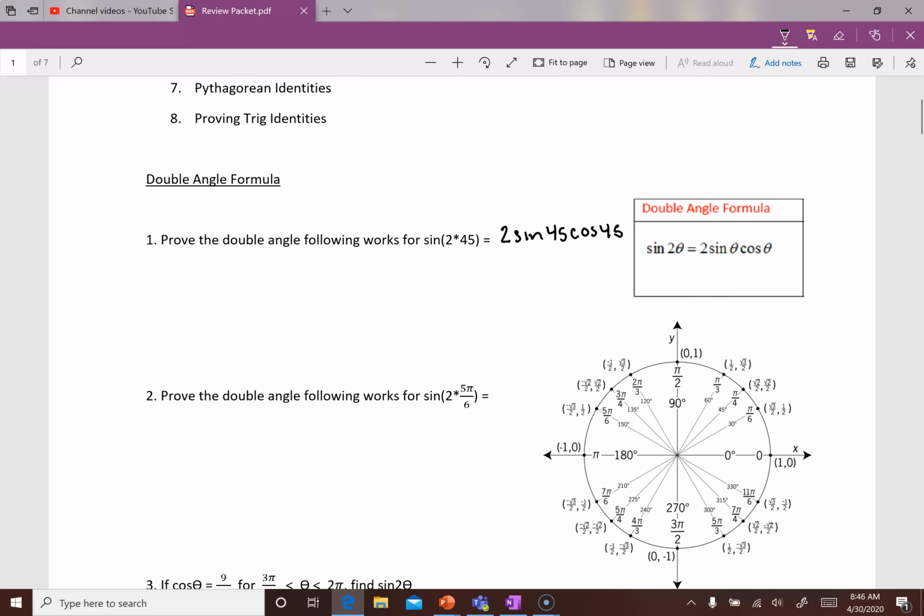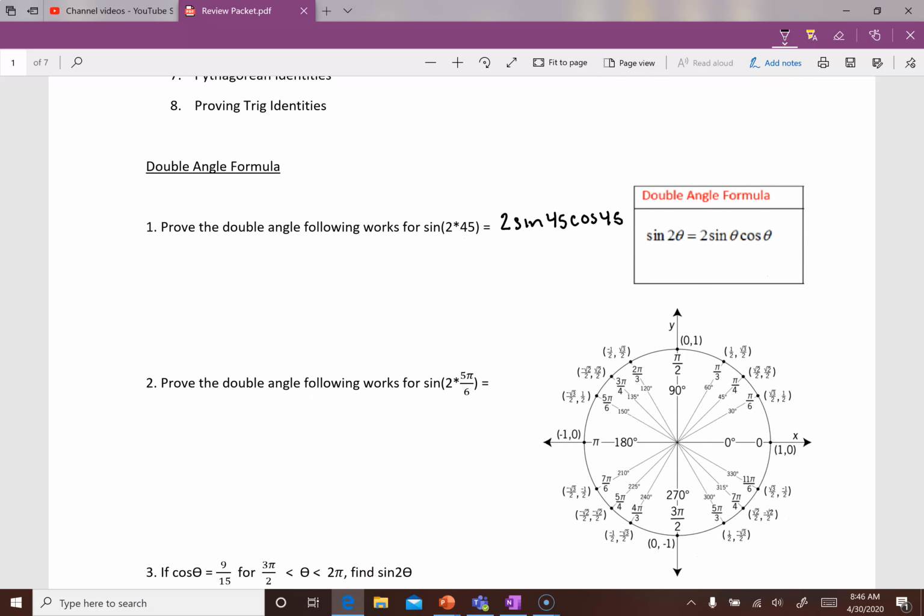All right, I'm going to work with the left side of the equation first, and I know that the sine of 2 times 45 is the sine of 90. And if I look at my unit circle here, I go to 90 degrees, and I know my sine is the second coordinate, so this is going to be equal to 1. I'm just going to bring down my equal sign.